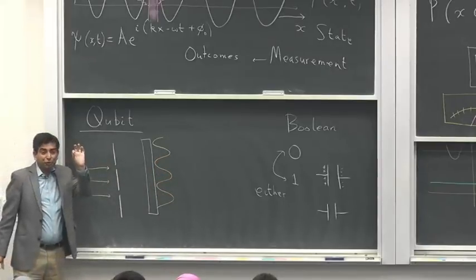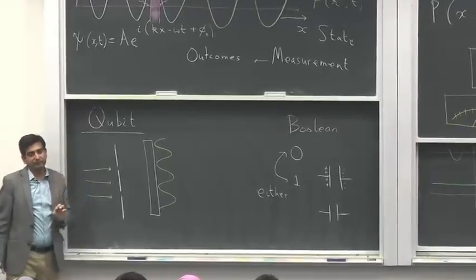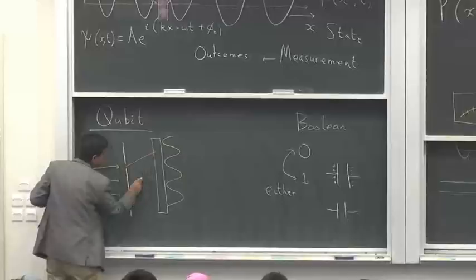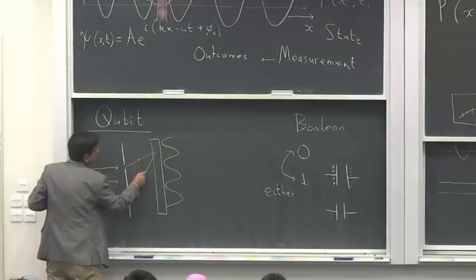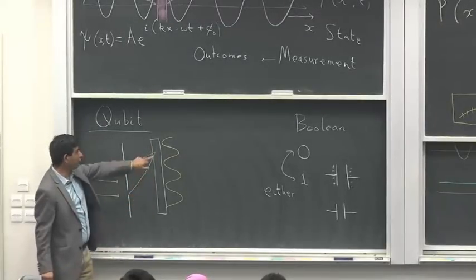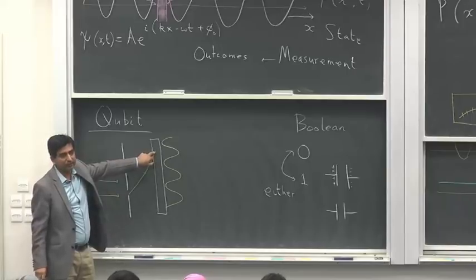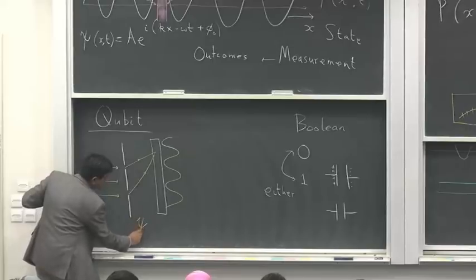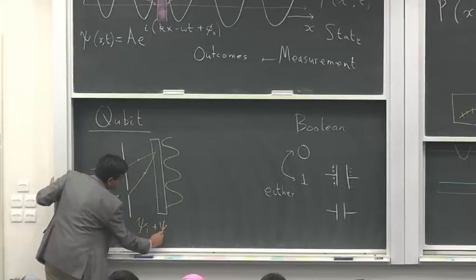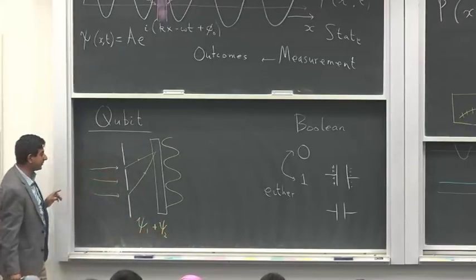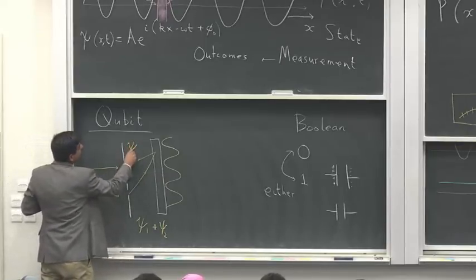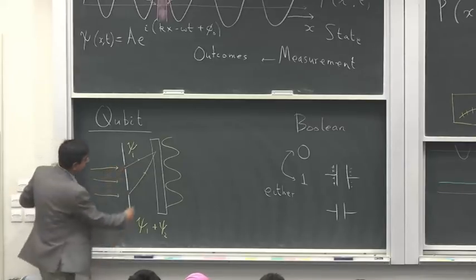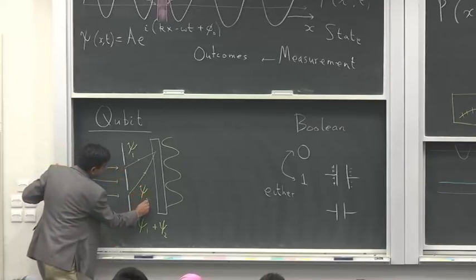So we have two possible paths, or two possibilities, for a photon to reach a particular point. And the wave function inside this region is a superposition of two wave functions, psi 1 and psi 2, where psi 1 corresponds to the wave function if the electron or photon were going to one slit, and psi 2 if the electron were going to the other slit.